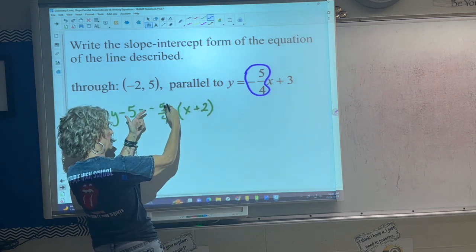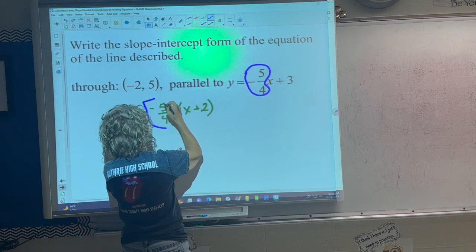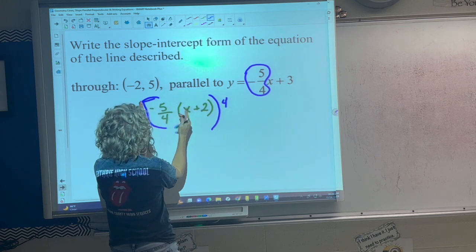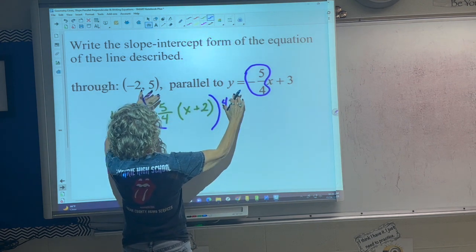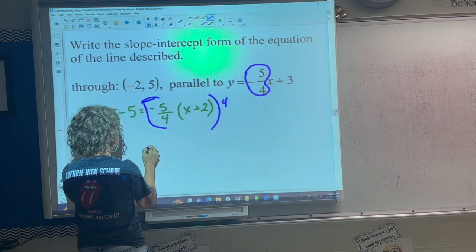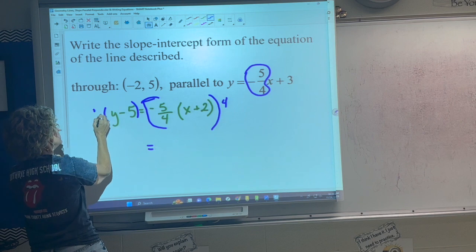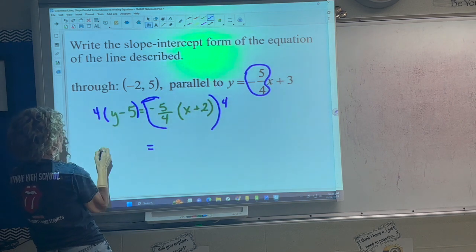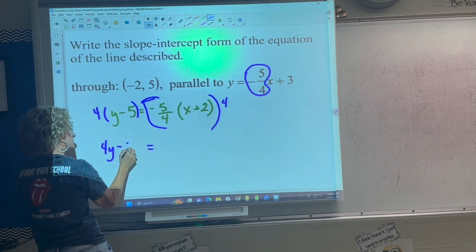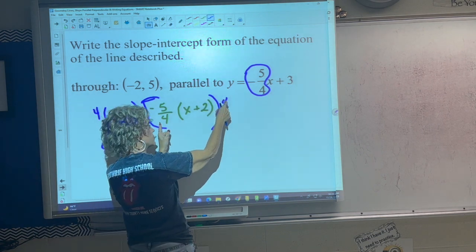And this fraction bar is a division bar. So to get rid of it, I need to multiply both sides by 4. And since this is multiplied to this, I'm only concerned with these two. So a negative 5/4 times 4, okay? But what I do to one side, I have to do the other side, okay? So on the left, I get 4 times y, 4y. 4 times a negative 5 is minus 20. Okay. On the right side, these 4's cancel.